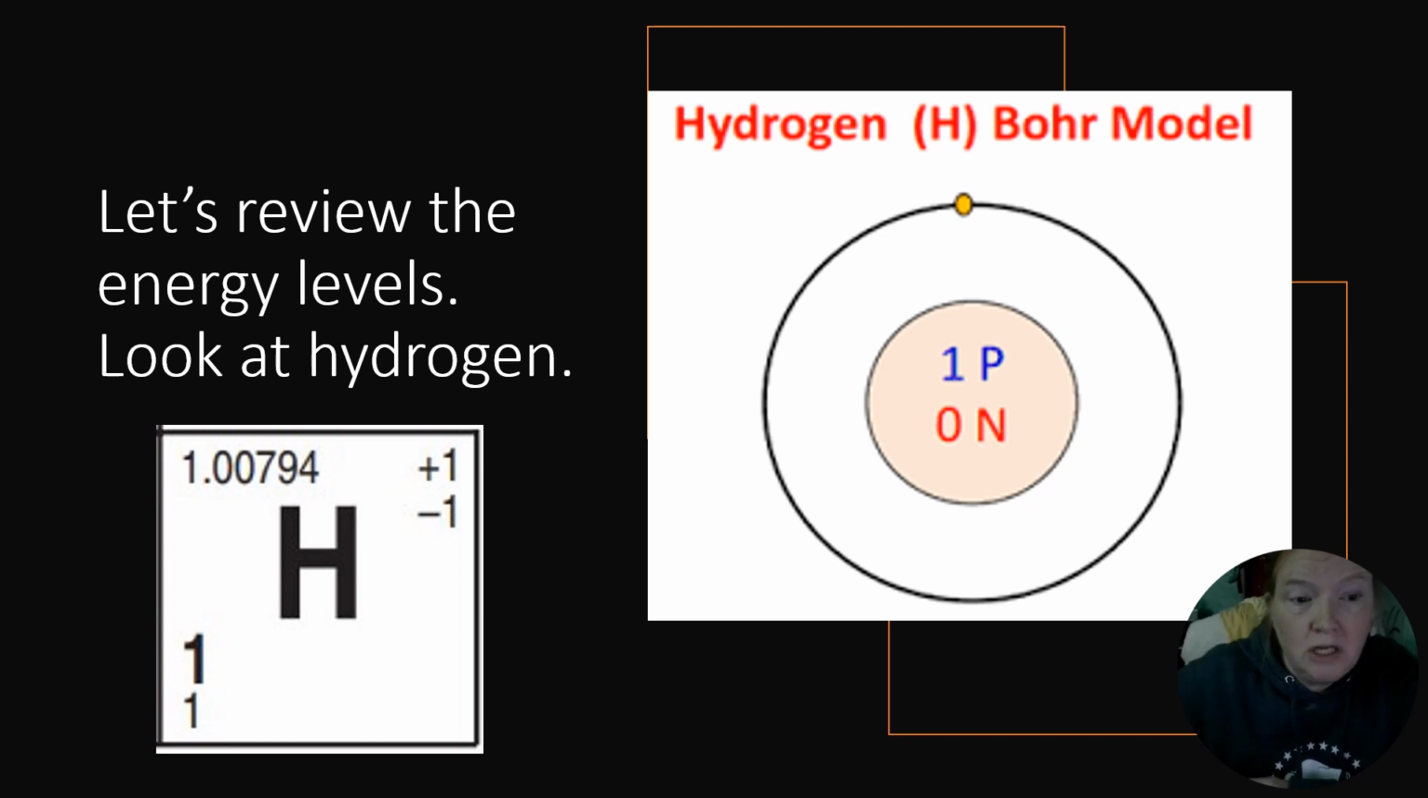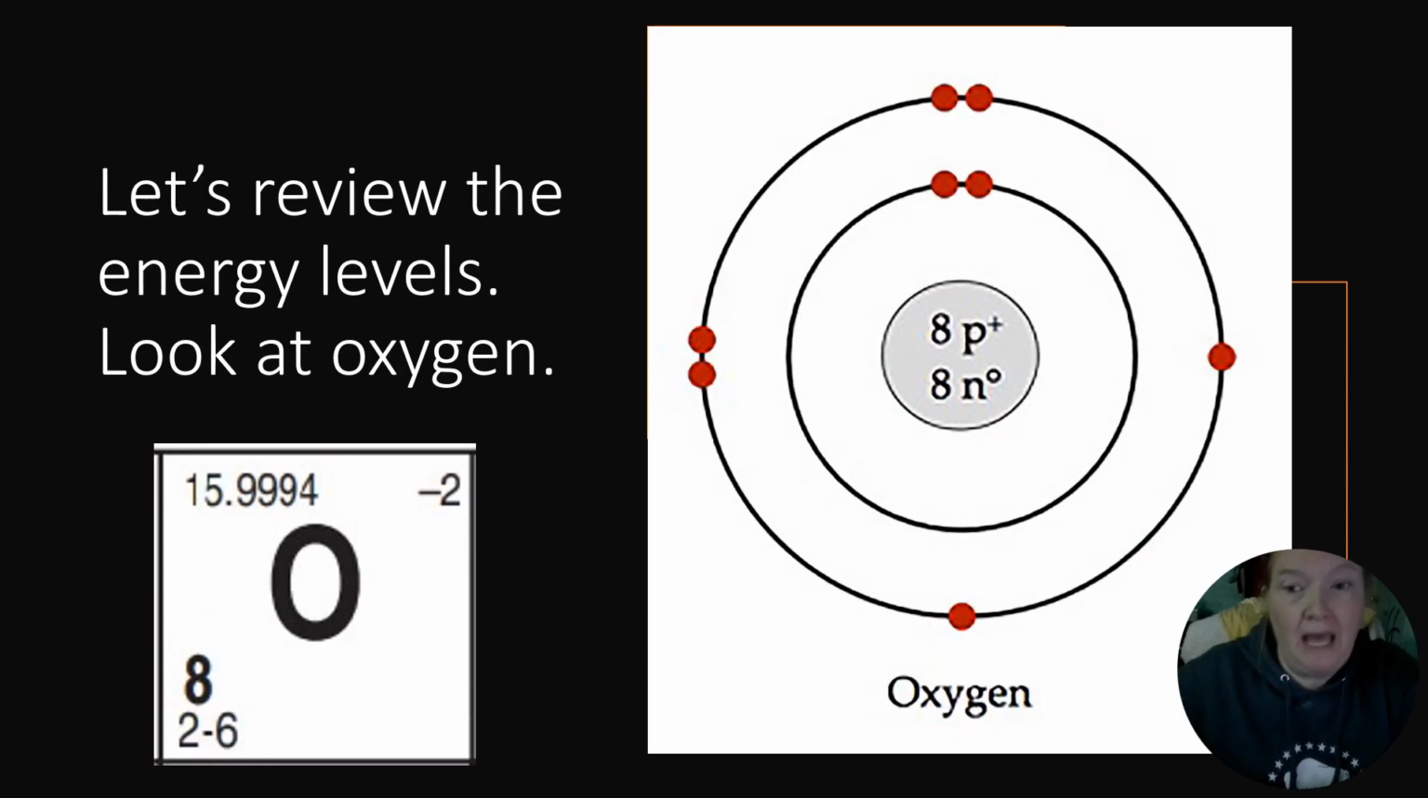So here's hydrogen. It literally only says this. So that means it has 1 electron in its only energy level, the first one. And then oxygen has 2 electrons in the first energy level and 6 electrons in the second energy level. And you can see that represented here.